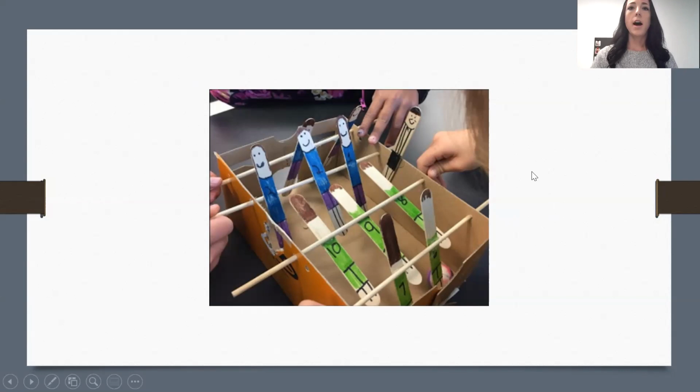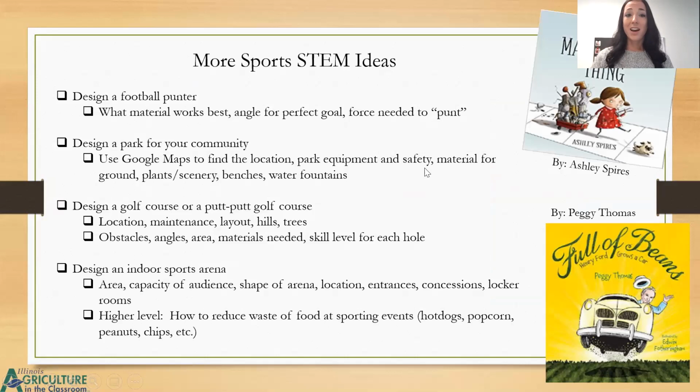Have them write about it, look into the history of FIFA, or where did soccer come from? What does it look like? Things like that. Then you can take it a little bit further, but they know now that it relates to agriculture. Some more sports STEM ideas: design a football punter.